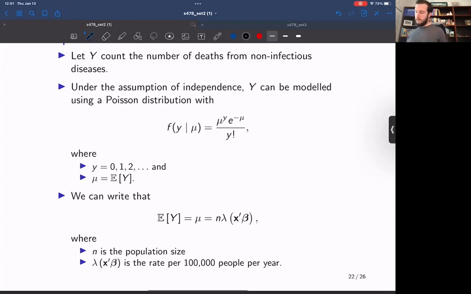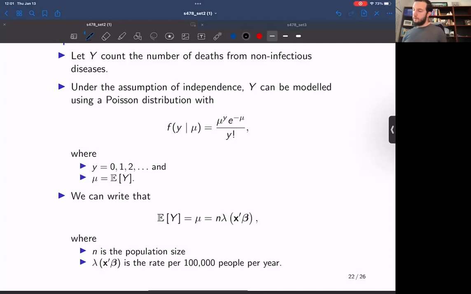Okay, so we can say that if we're interested in modeling number of deaths, the expected value of y is going to be equal to n times lambda times x transpose beta, where n is the population size, and this lambda x transpose beta is the rate of the occurrence per 100,000 people per year.